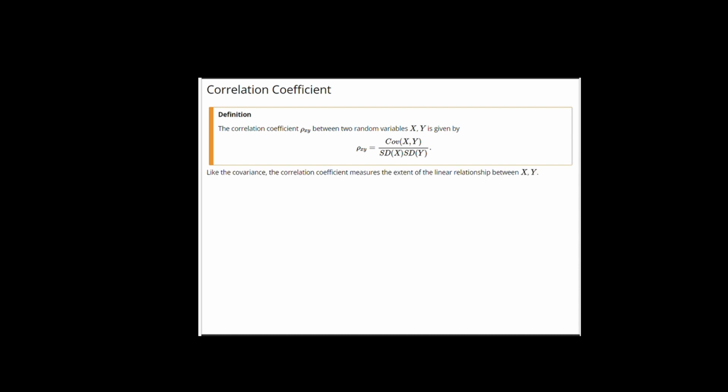So it's also the extent of a linear relationship between the two random variables x and y, but it has the advantage of a built-in maximum and minimum, a built-in scale, and the advantage that it doesn't depend on the unit of measurement, whether I measure x in terms of pounds or grams, y in terms of some other unit, miles or kilometers, it makes no difference to the correlation coefficient.